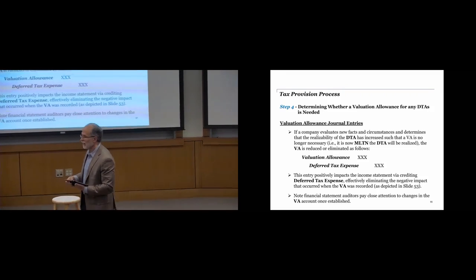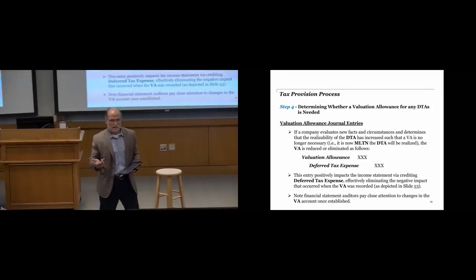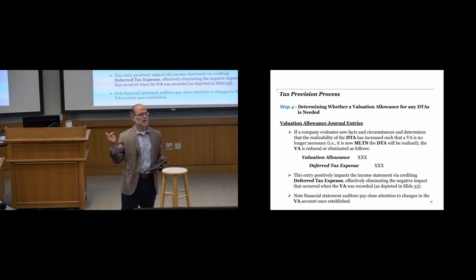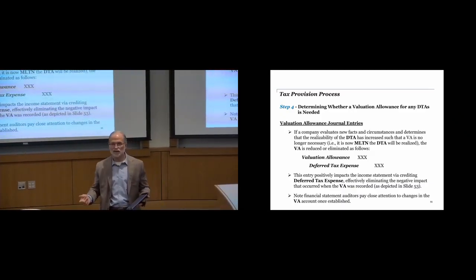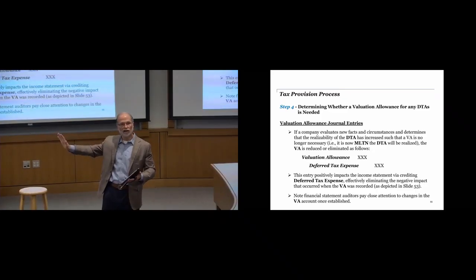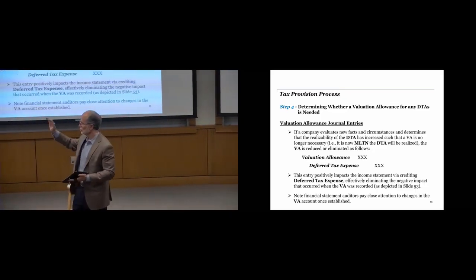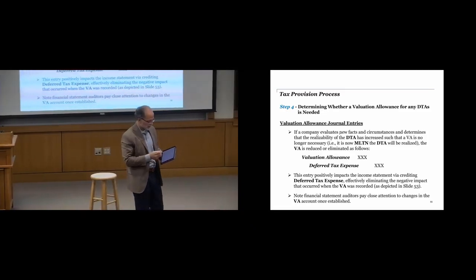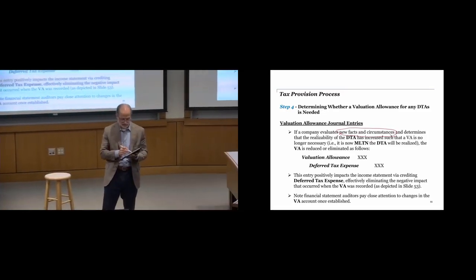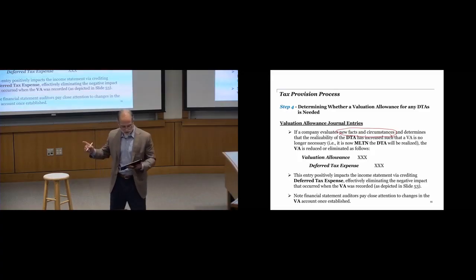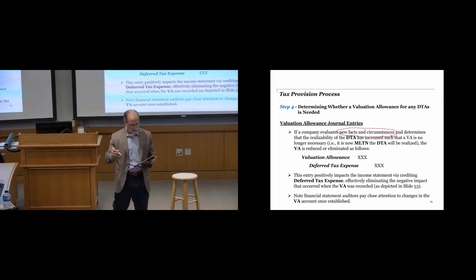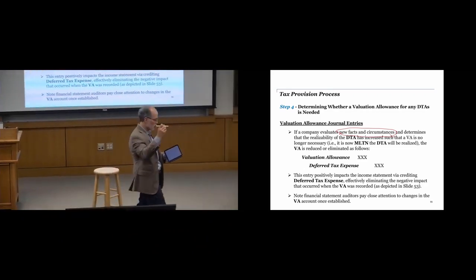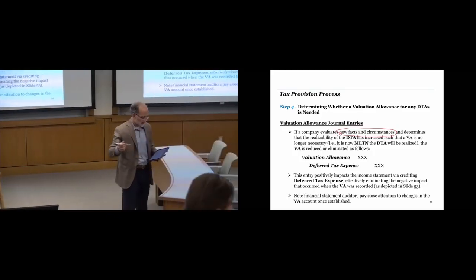What happens if I set up a VA and then something positive happens that was unexpected when I established the VA? That can happen. A new product gets released and they're like, holy cow, I got all this taxable income. I was wrong and I didn't know it at the time, but I can still utilize that deferred tax asset. So if the company evaluates new facts and circumstances, that's very important, and determines the realizability of the DTA has increased such that a VA is no longer necessary, it is now more likely than not the DTA will be realized, the VA is reduced or eliminated.